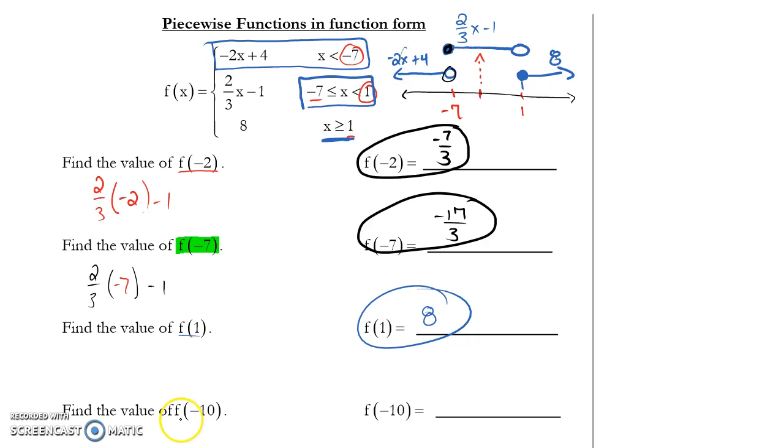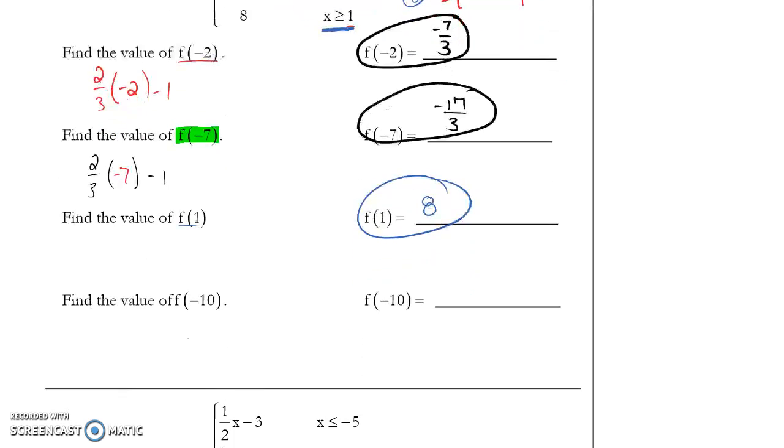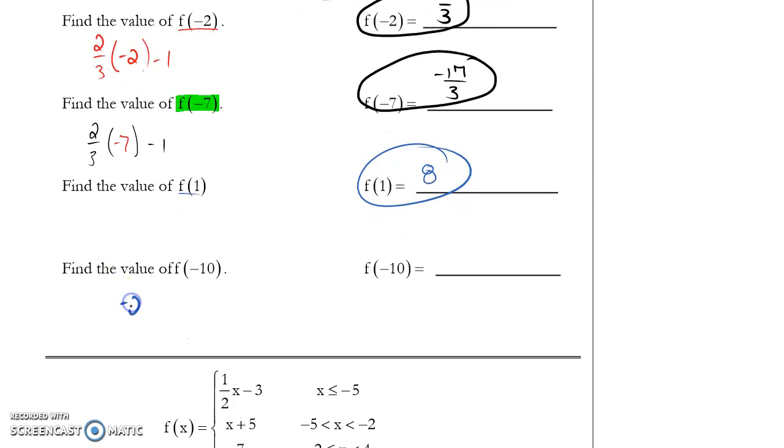And then the last one, find the value of f of -10. -10 would be off to the side here. In this case, I have to use this function, -2x plus 4. So I have -2 times x plus 4. My x is -10. I get 20 plus 4, or 24.